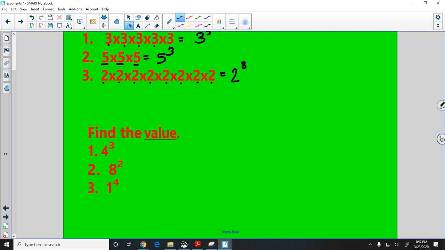Another way you may get it is with the exponent given. Like say, for example, number 1, 4 cubed, 4 to the 3rd power. How am I going to find the value of that? Well, you need to write it out. So 4 is our base, so that's the number that's going to be repeated. And our exponent tells us how many times it's going to be repeated. So I need 3 4s, and I need to multiply them. 4 times 4 is 16, times 4 is going to give me, it should give me 74.